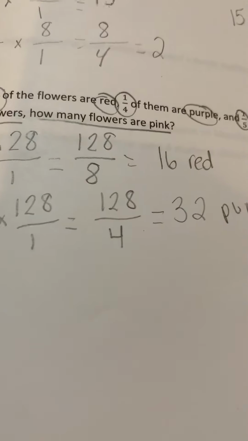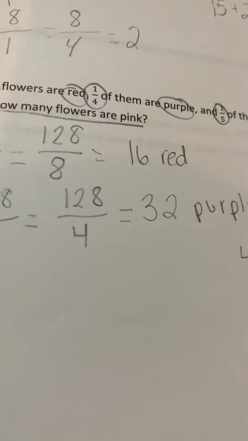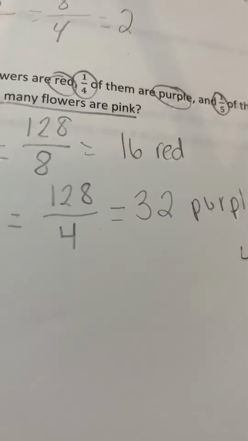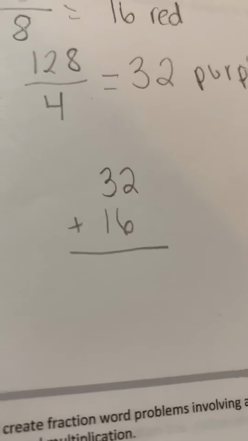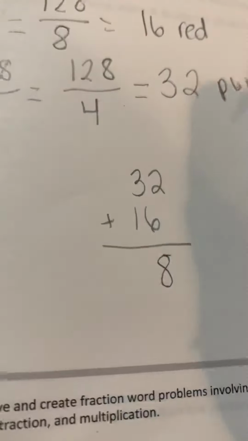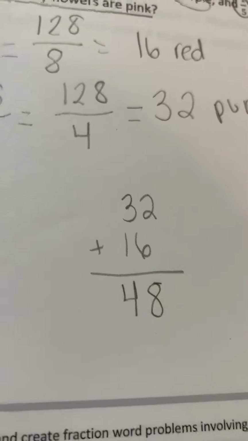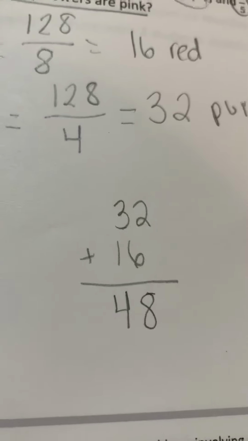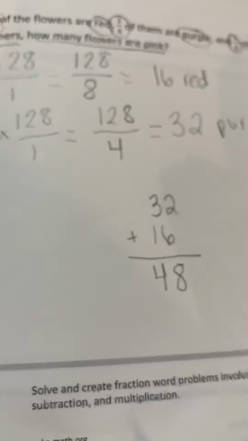1/5 of the remaining flowers are pink. We don't know how many remaining flowers there are, so we need to add 16 plus 32 to see the total amount between them two. 2 plus 6 equals 8. 3 plus 1 equals 4. In order to figure out how many are remaining, we have to take our total amount, 128, and subtract 48.